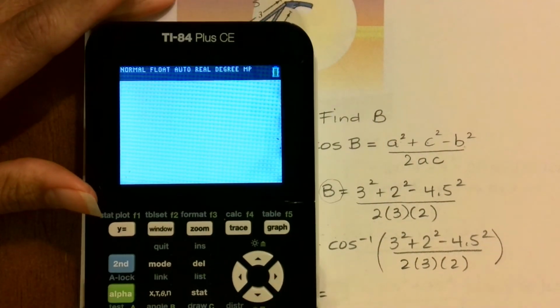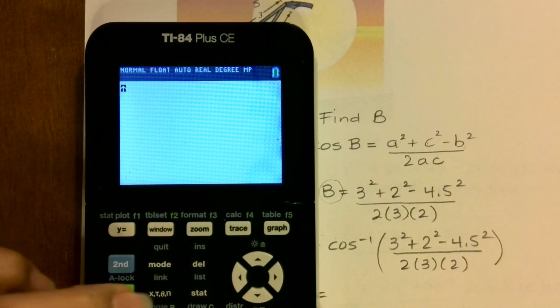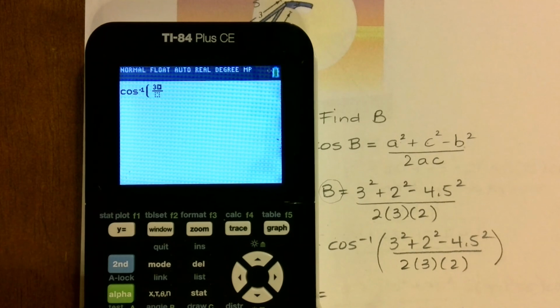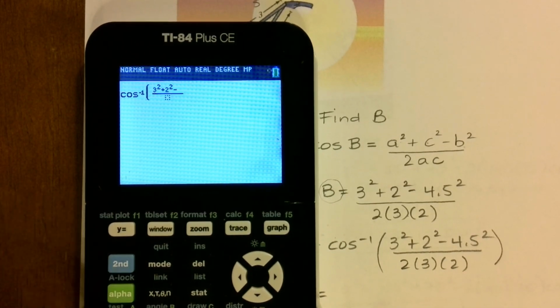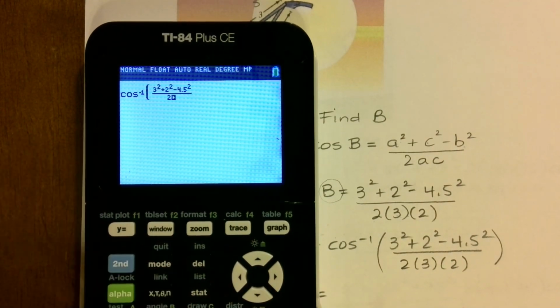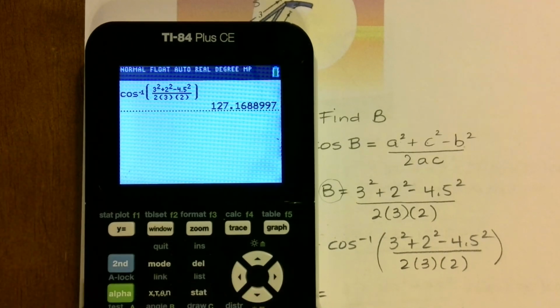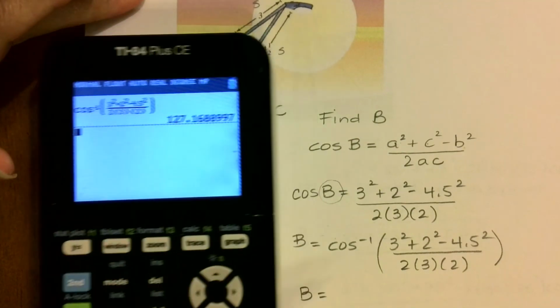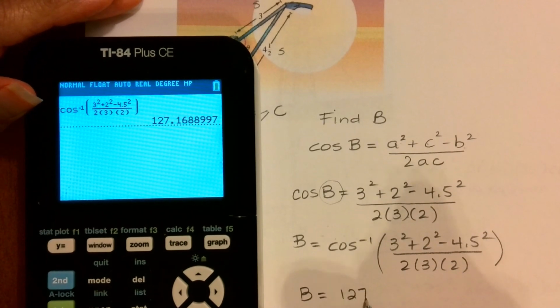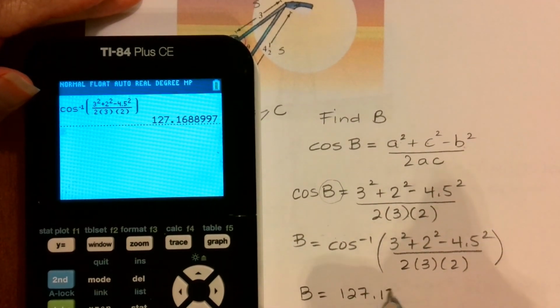So we do second cosine. And I'm going to put the stack fraction and then do 3 squared plus 2 squared minus 4.5 squared. And I'm dividing by 2, 3, 2. Now let's close it off. And our angle is 127.17 degrees.